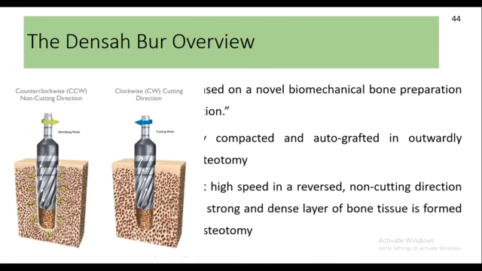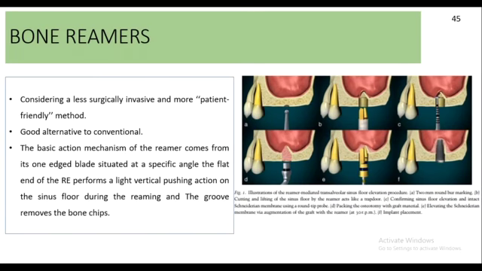So these are the densah burs. These are basically used in the cutting mode, but when you use them in the densifying mode, you basically compact the bone. Now there are certain instruments called bone reamers, which are patient friendly and a good alternative to the conventional ones. The basic mechanism of this reamer is that it has a one-edged blade situated at a specific angle. The flat end of the reamer performs a light vertical pushing motion and is basically used in the sinus floor when you are elevating the sinus floor.